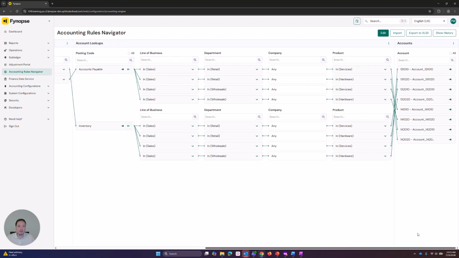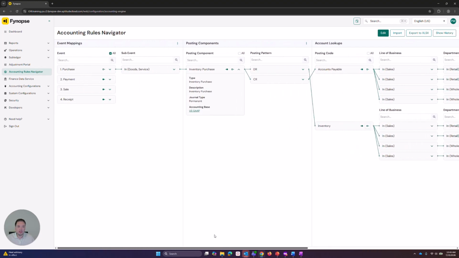Now, finally, after evaluating all of these dimensions, Fynapse resolves the final general ledger accounts shown here on the right. These are the actual accounts that will be used when the journal is effectively created. Because every decision here is data-driven, the same purchase transaction could resolve entirely different accounts for, let's say, different legal entities, different products, or different business units, simply by changing the input data or the configuration you see here on screen.